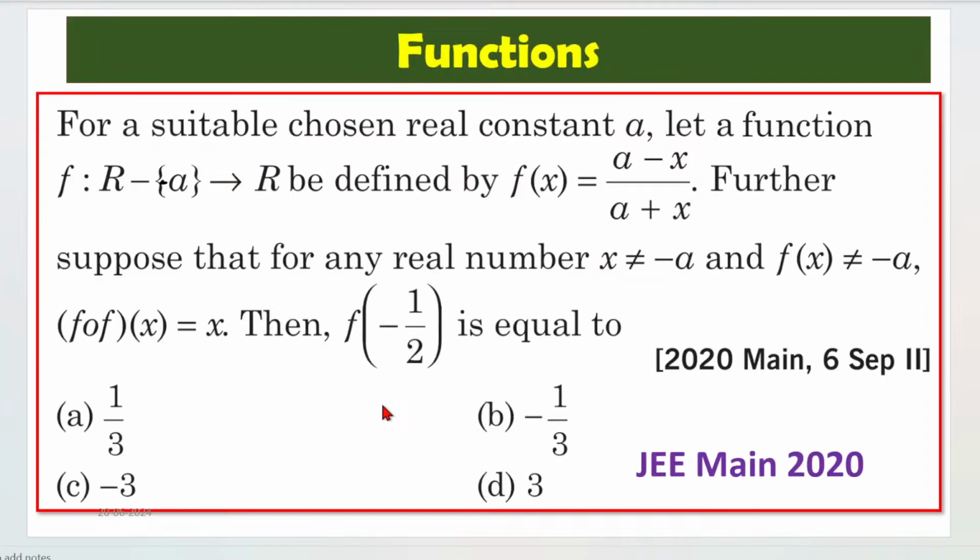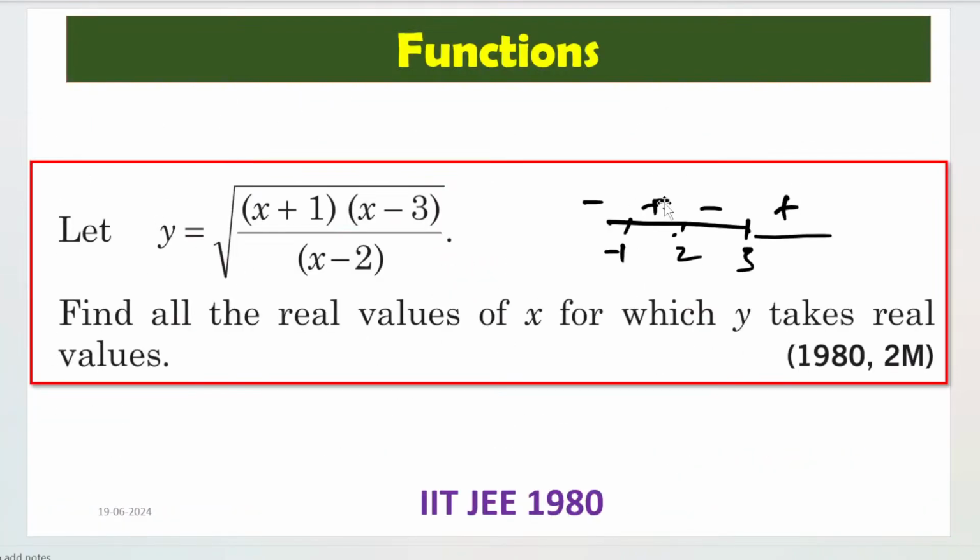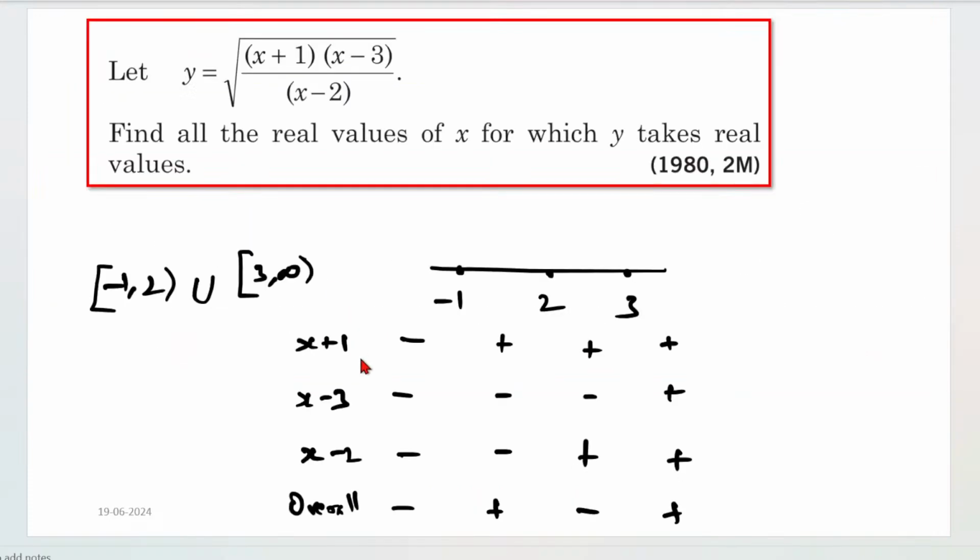Let's go to the next one. So this wavy curve thing, why is it plus, minus, plus? Because individually if you do this, overall also you'll get the same thing.